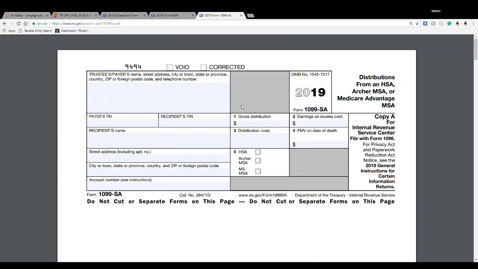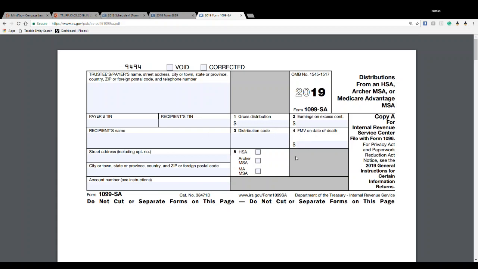Here you have your gross distribution, which is awesome. You have earnings on excess contributions, so they will actually tell you how much you've gone over the limit. And then here's the fair market value on date of death. If you happen to die, the person that gets it next has to actually put in the fair market value at the time of death.